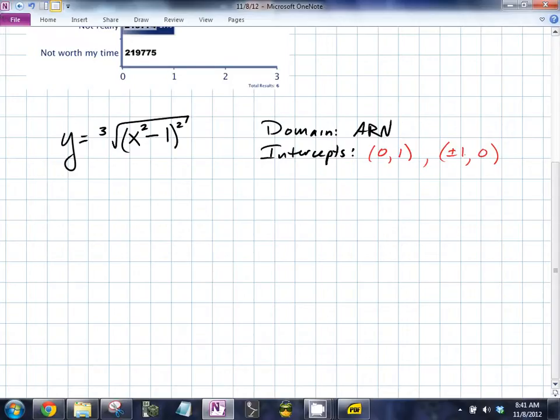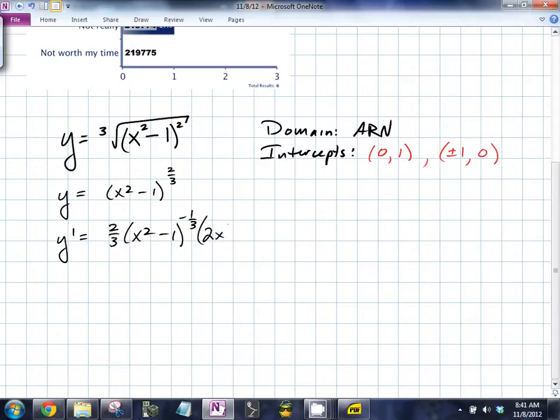Critical numbers. Yay, critical numbers. So in order to go after critical numbers, we need to take the derivative. So let's rearrange this first. This is going to be x squared minus 1 to the what power? To the 2/3. So what's y prime equal to? 2/3 to the negative 1/3 times 2x. And how does that simplify? 4x over 3x squared minus 1.